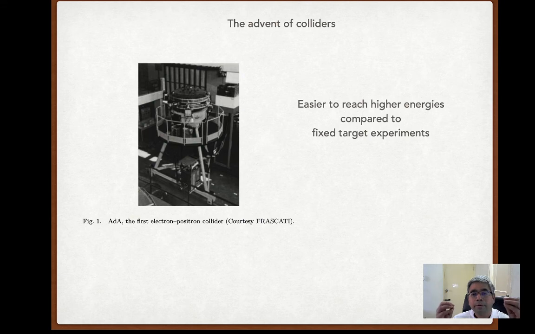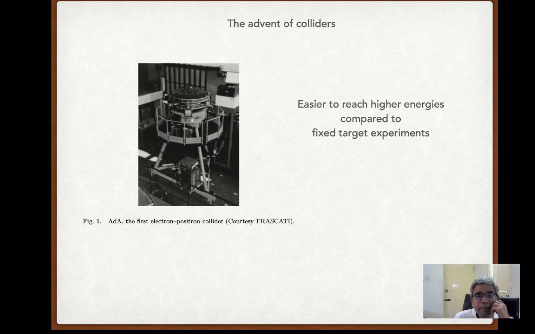Instead of having a fixed target in which one of them is not moving and the other one is moving, here you have two particles with, say, the same acceleration coming together. So the center of mass energy will be around twice the energy of the accelerated particle, whereas in a fixed target, the center of mass energy would be roughly the energy of the accelerated particle.